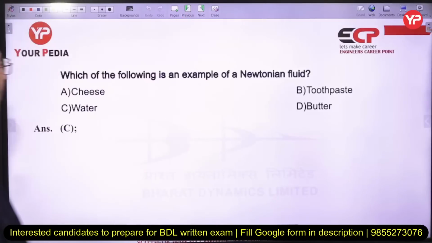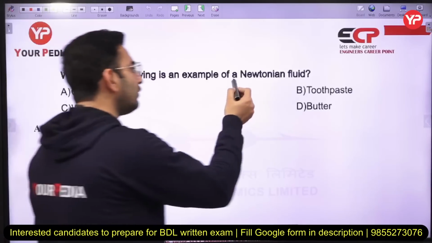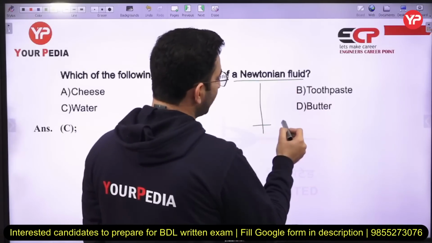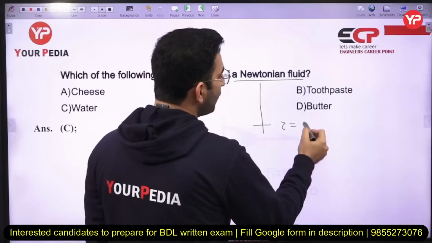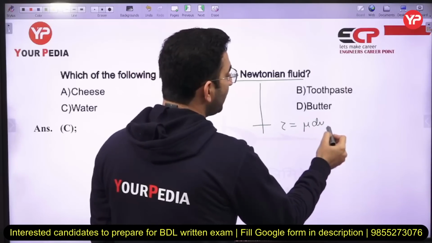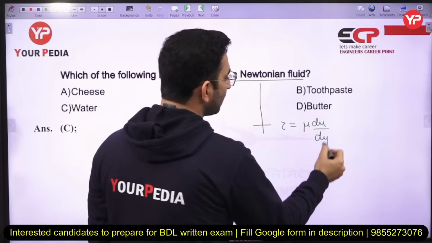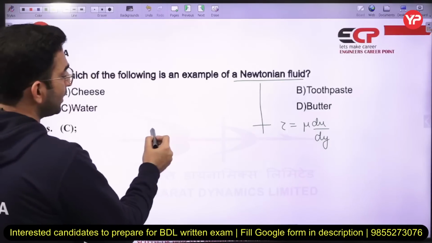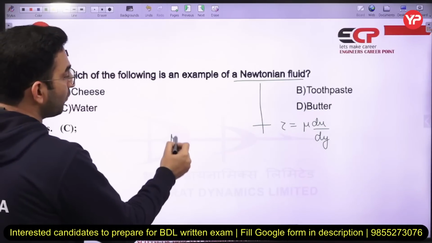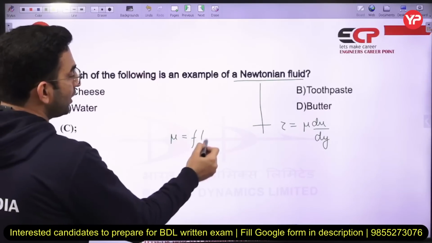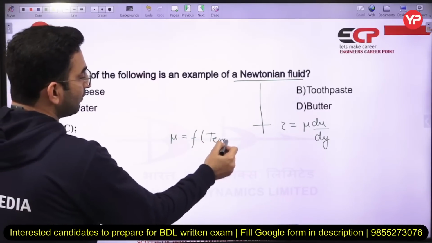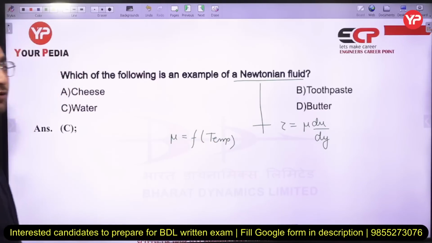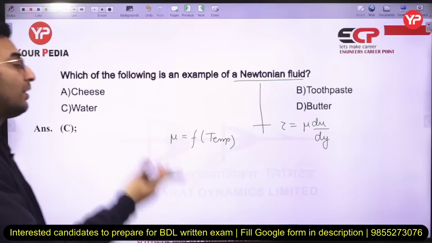Next part, which of the following is an example of Newtonian fluid? See, the Newtonian fluids are those fluids which follow the Newton law of viscosity. So the Newton law of viscosity is given by tau is equal to mu du by dy here. Okay, so here you can see, in this case the viscosity is basically constant and it is a function of temperature here. Okay, it is not depending upon the velocity gradient and it is not depending upon the time here.